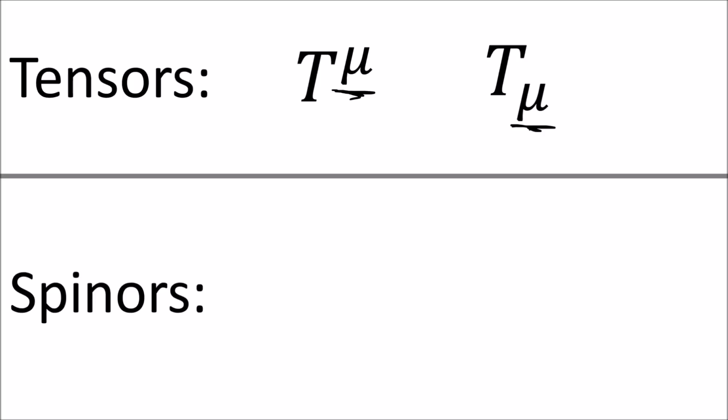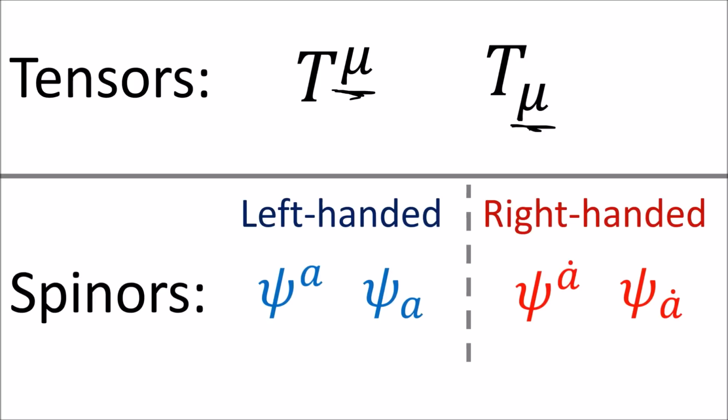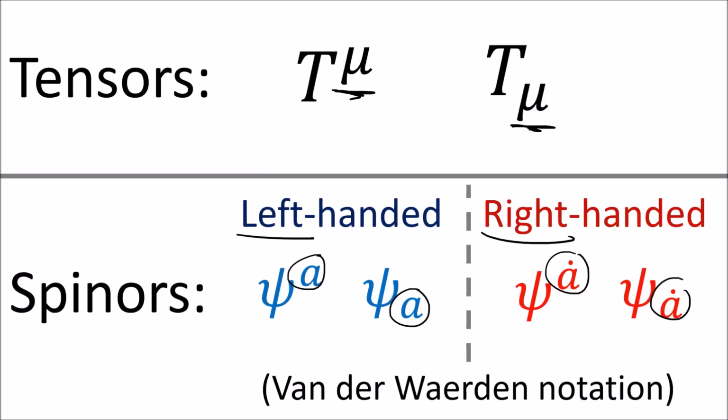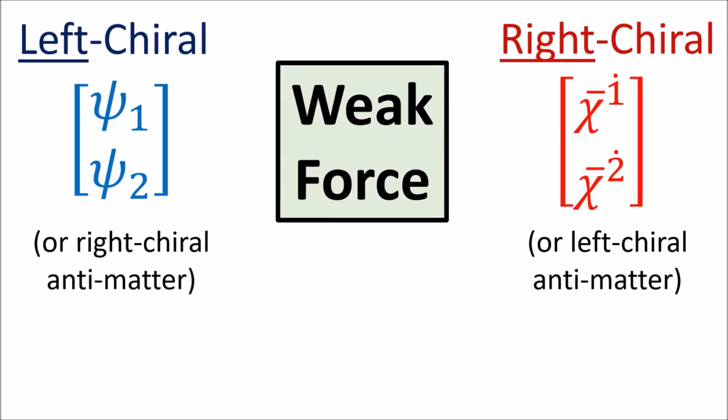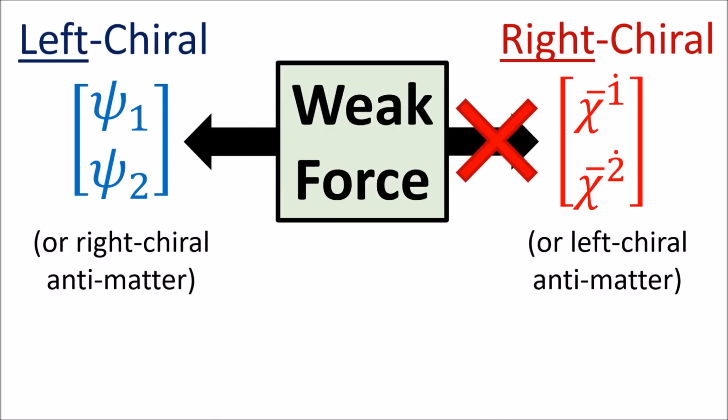Ordinary tensors only have 2 index types, upper and lower. But because Weyl spinors come in both left-handed and right-handed versions, they require 4 index types, using dots for right-handed spinors and no dots for left-handed spinors. This notation is called the van der Waerden notation. One interesting fact is that the weak nuclear force is only known to interact with left-handed particles. So reflecting the universe in a mirror, or equivalently swapping the left and right-handed particles in the formula, does not result in the same physics.